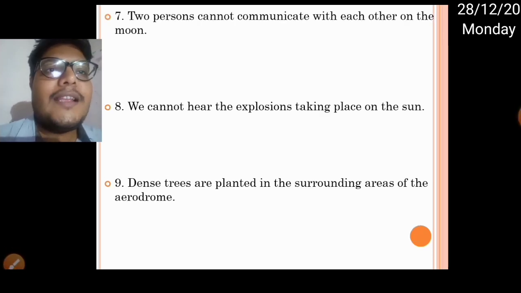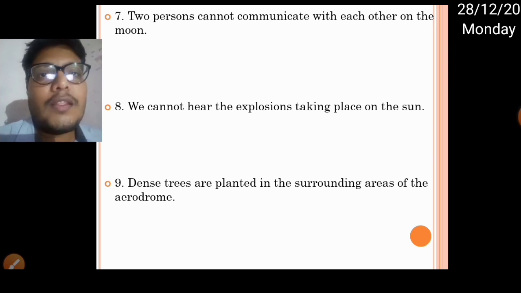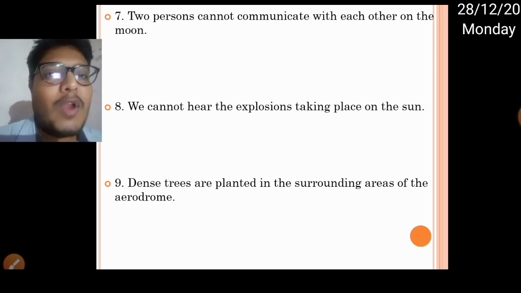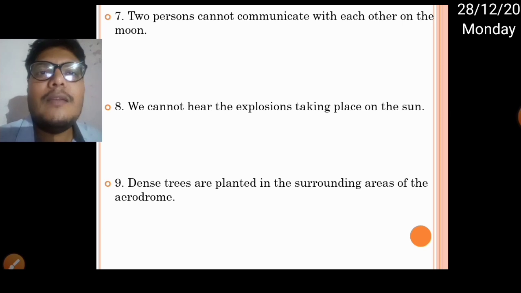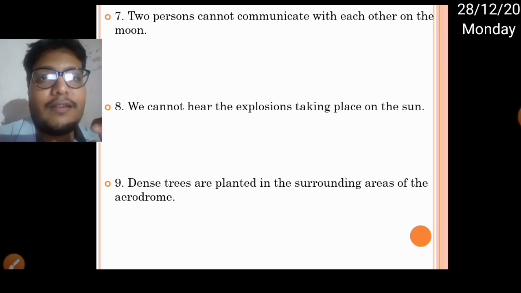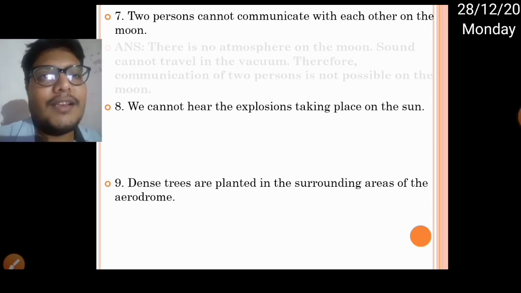Two persons cannot communicate with each other on the moon. Now we all know that there is no atmosphere. No atmosphere means there are no kinds of gases present on the moon. Now what is the reason? We know that sound can propagate, or we can hear sound, through some medium. Medium is a must, right? Without the medium, there is no propagation of sound. Okay, let's see what the reason is here.